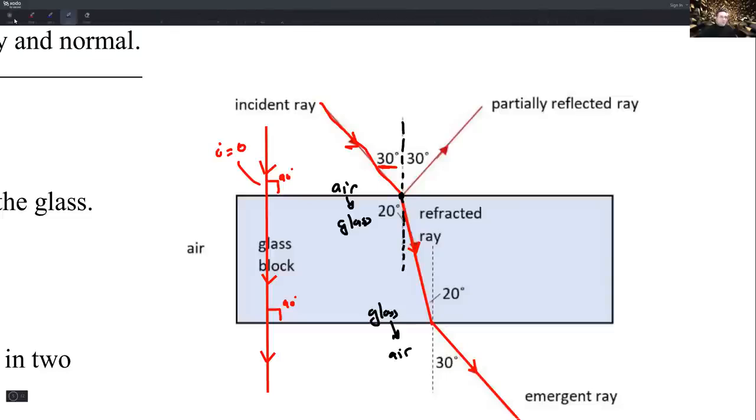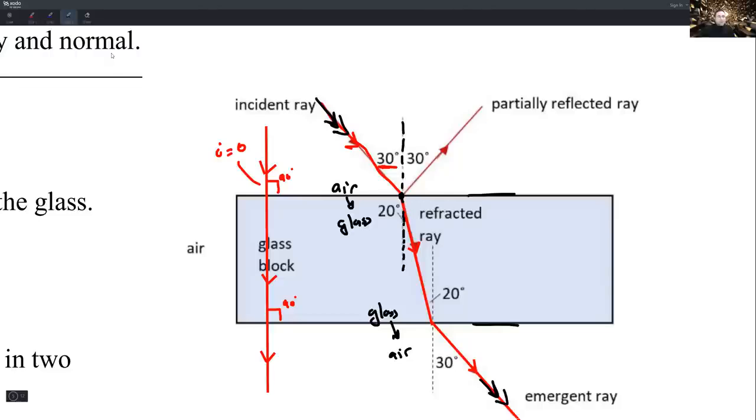But here's the funny thing. Since this is a parallel-sided block or a rectangular block, both sides are parallel, the incident ray and the emergent ray are also parallel. The incident ray and the emergent ray are parallel. The one going in and the one coming out are parallel to each other. They're both parallel to each other. Okay? That's it.